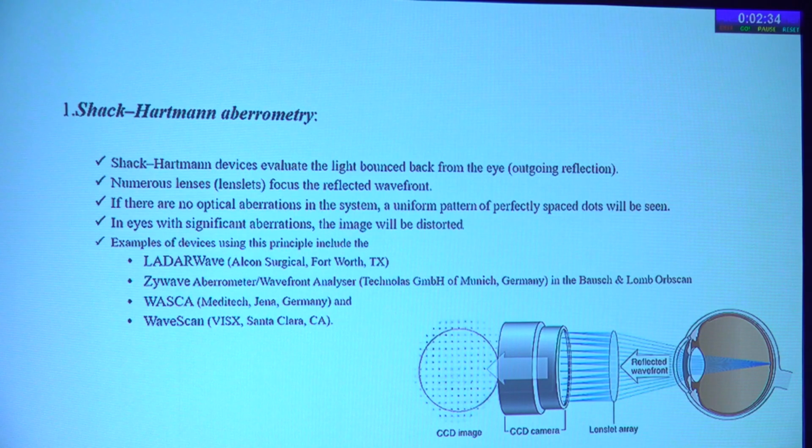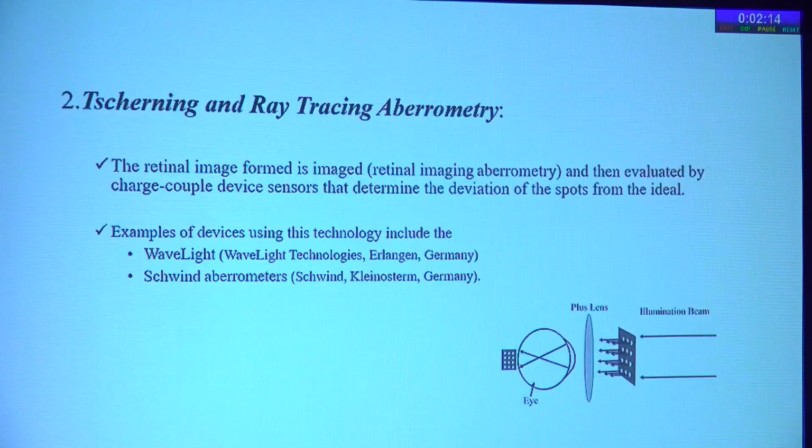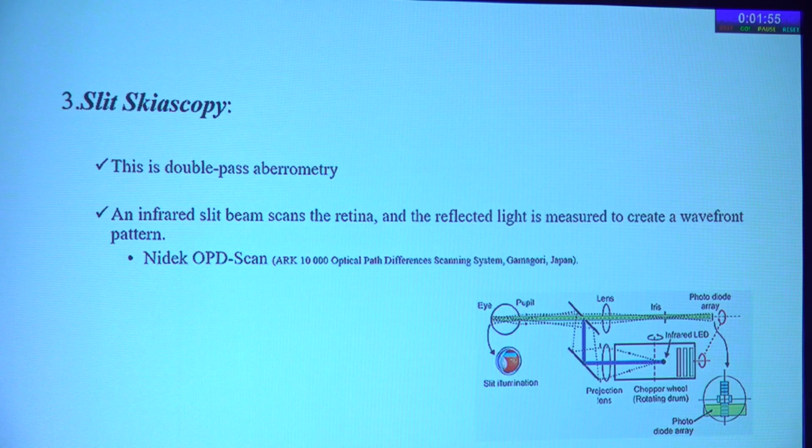Shack-Hartmann devices evaluate the light bounced back from the eye. That's why it's called an outgoing reflection. There are numerous lenslets focused on the reflected wavefront. If there is no optical aberration in the system, a uniform pattern of perfectly spaced dots will be seen, and if not, it shows the amount of aberrations. The LadarWave, iDesign, VISX, and WaveScan all work under this principle. In ray tracing aberrometry, the retinal image formed is imaged and then evaluated by a charge-coupled device sensor that determines the deviation of the spot from the ideal. So you have an ideal spot and there is a reflected spot that has been compared. This is the technology used in the WaveLight and the Schwind aberrometers. Schlitz IOScope is a double pass aberrometry.